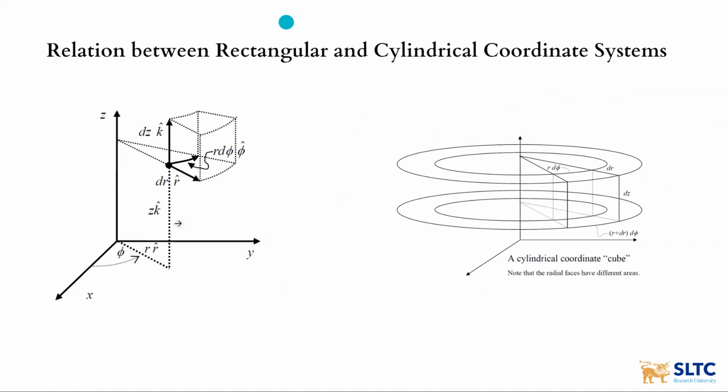So in this figure, they are saying that, as I mentioned to you, when we are taking a smallest element in the coordinate system, we can see that this length r d phi is different to this outer edge distance, which is r plus dr into d phi. This outer arc distance is r plus dr into d phi. Right? The inner arc distance is r d phi.